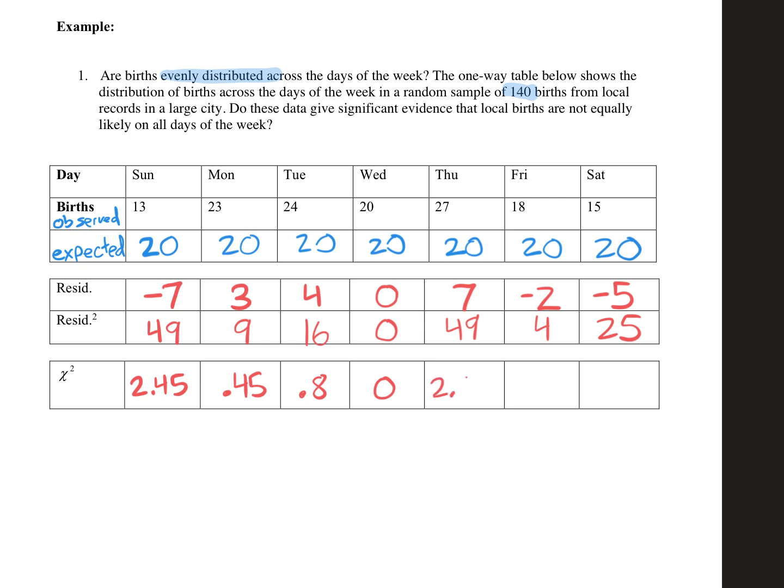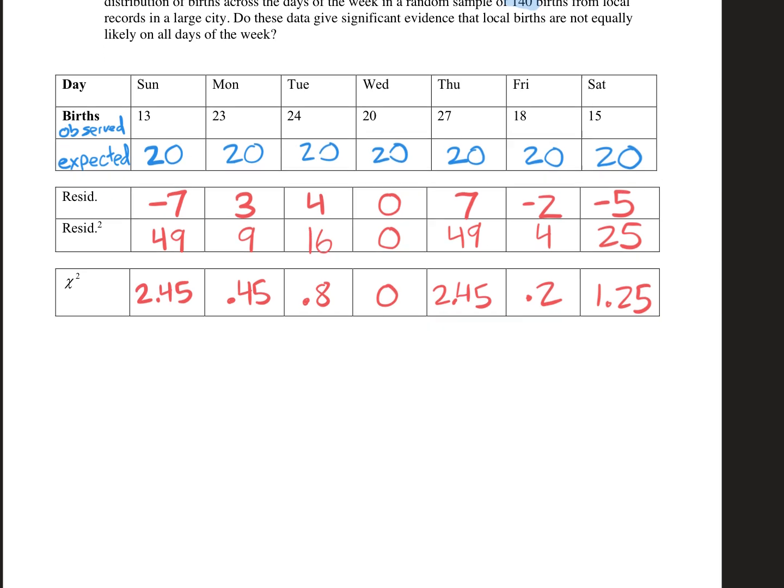49 over 20 again. 4 over 20 is 0.2. And 25 divided by 20 is 1.25. So again, in red, you won't ever have to do this really. This is just so we understand how it works.